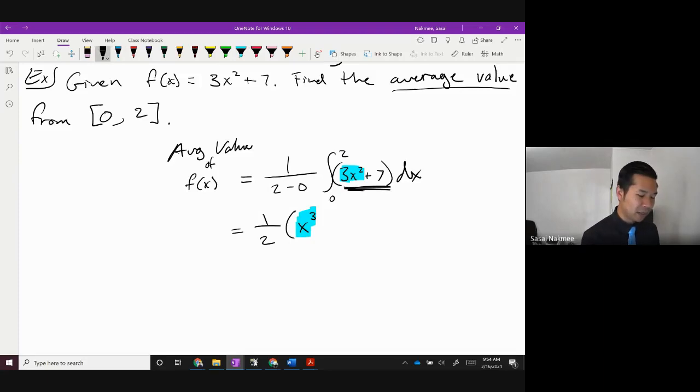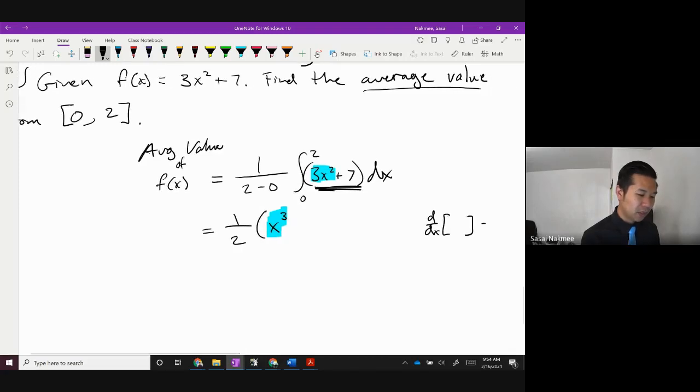the question that I'm asking is, what, when I take the derivative of it, is going to equal 3x squared? And x cubed is that one. If I take the derivative of x cubed, that's going to give me 3x squared. That's where this comes into play. Plus 7x, same thing. I'm asking myself, what, when I take the derivative with respect to x, is going to give me 7 by itself, and that's just 7x. The derivative of 7x is 7. So 7x is the antiderivative of 7.